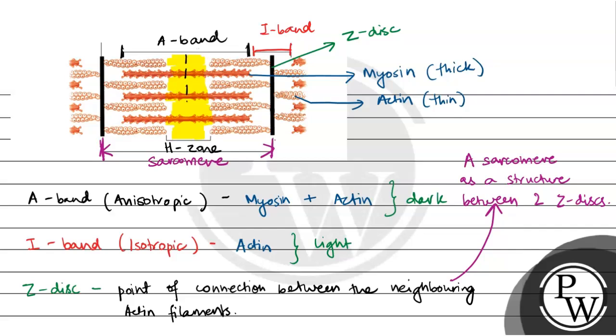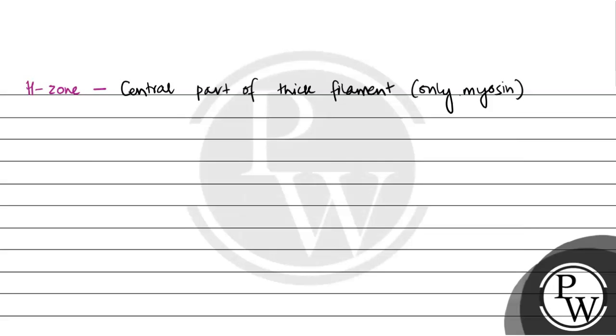There is another line in the middle of the H zone which is known as the M line. So the M line is basically the region where the myosin filaments or the thick filaments are bound to a thin fibrous membrane. इसी थिन फाइब्रस मेम्ब्रेन को एम लाइन बोलते हैं जो मायोसिन को पकड़ के रखता है.